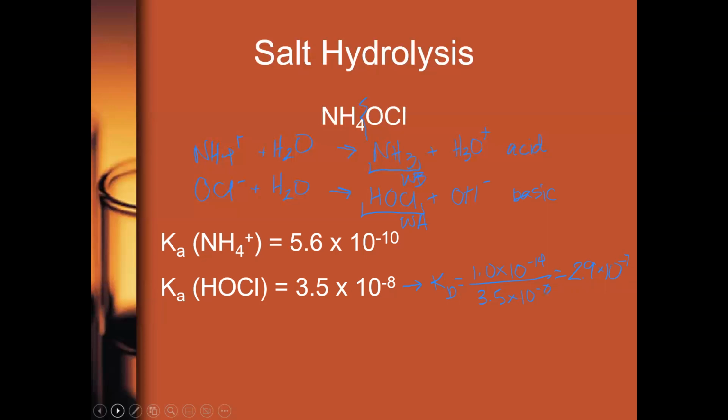So the negative 7th is a smaller exponent. So whenever we compare the Ka to the Kb, Kb wins. So this is a basic salt for us. So if both can react, you're going to look for which one has the stronger Ka or Kb value.